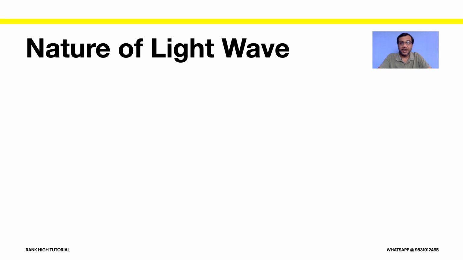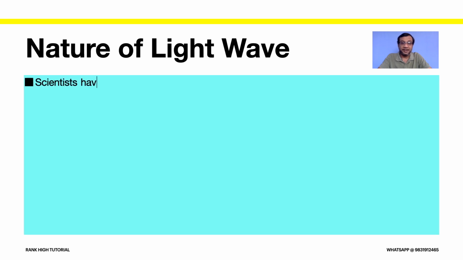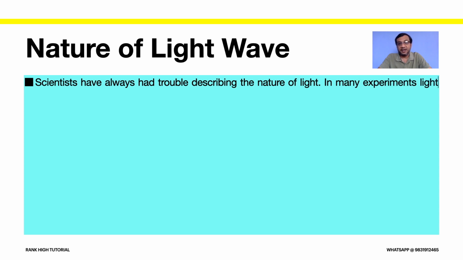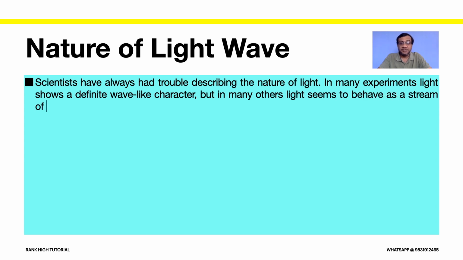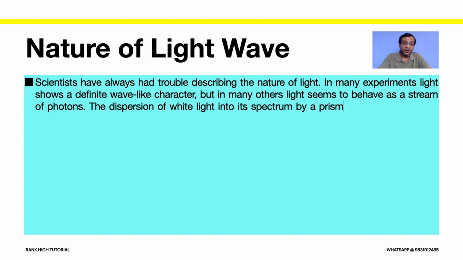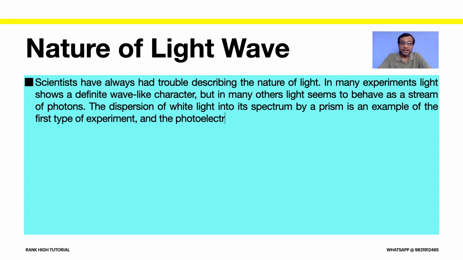Scientists have always had trouble describing the nature of light. In many experiments, light shows a definite wave-like character, but in many others, light seems to behave as a stream of photons. The dispersion of white light into its spectrum by a prism is an example of the first type of experiment, and the photoelectric effect is an example of the second.